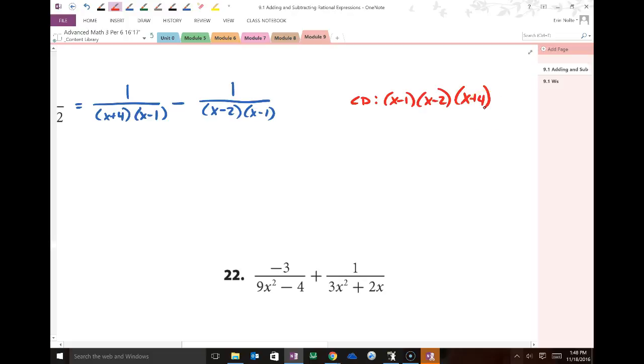Okay, so an easy way to think about this is, first of all, I'm going to list what they have in common. In this case, they both have an x minus 1 in common. And then what else do you see? Okay, so I also see an x plus 4 and I see an x minus 2. Does that make sense? Getting there? Okay, so now let's get the common denominator. So what is this left side missing that our common denominator has? An x minus 2. So we're going to multiply top and bottom by x minus 2.